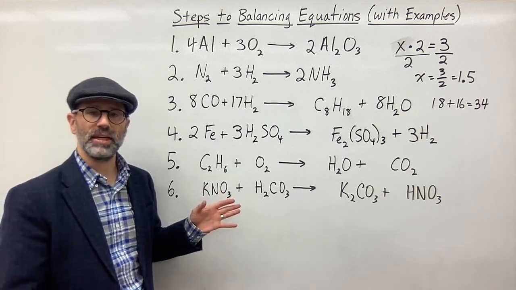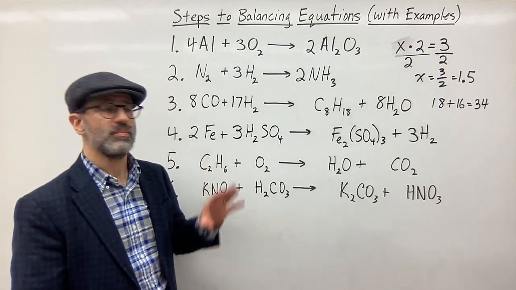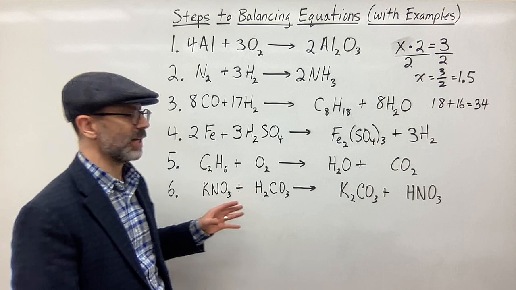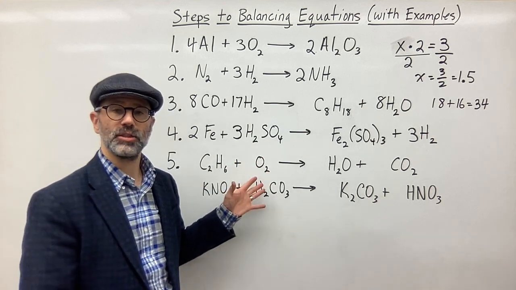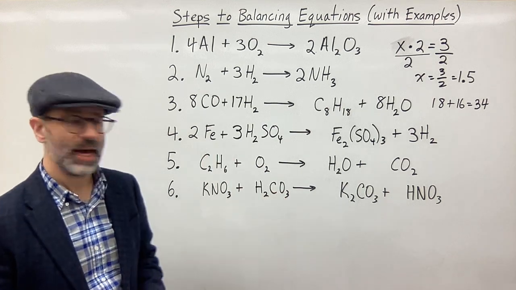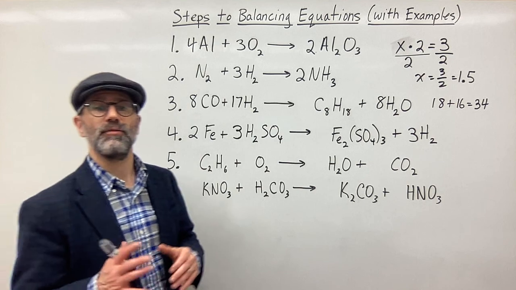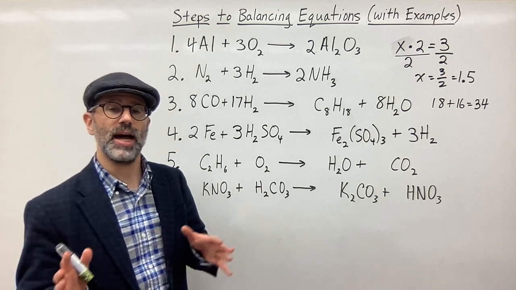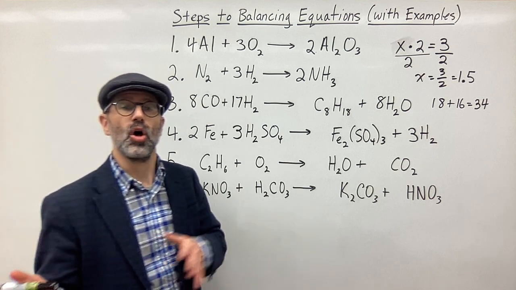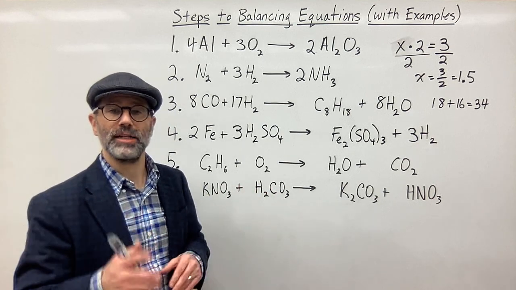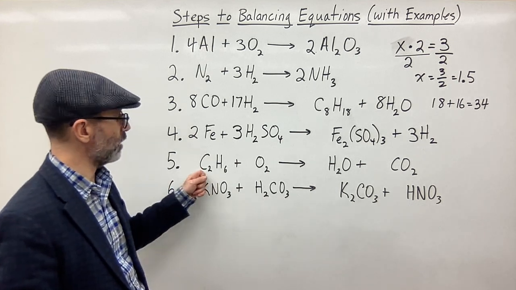So here we don't have any metals, so we can skip that step. But again, if you have an element by itself, save it for last. And here we have oxygen. Oxygen by itself, we're going to save that for last. So next step is if you don't have any metals, or if you've already balanced your metals, then you're going to balance all the nonmetals except for hydrogen and oxygen. So we have carbon here. So we're going to balance that first.